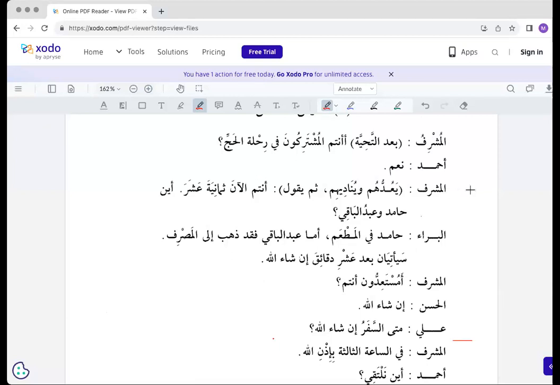Ya'udduhum wa yunadihim thumma yaqulu: Antum al-ana أنتم thamaniyat أنتم الآن, antumul ana thamaniyata ashara. Aina Hamidun wa Abdul Baqi? Barakallahu feek. What's the meaning of يعدهم ويناديهم ثم يقول?